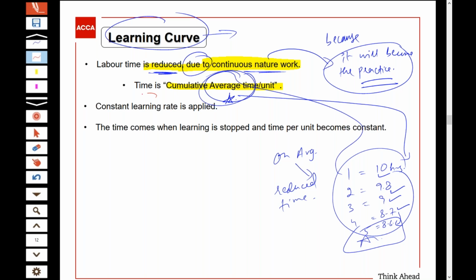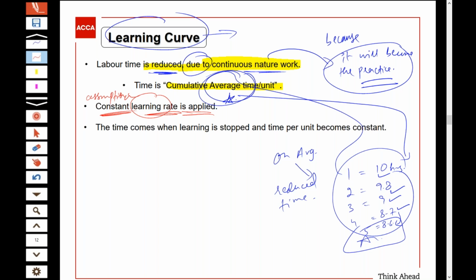Now the next thing is that a constant learning rate is applied. This is the assumption. Basically the learning curve theory was introduced by an aircraft company, and the theory assumes that the learning rate is constant. Now practically the learning rate might be different, because it is my learning caliber, it is your learning caliber, and it depends on human mental health and mind activeness.